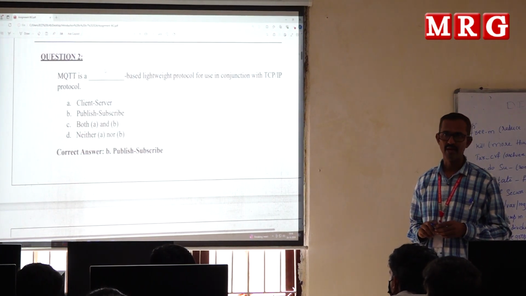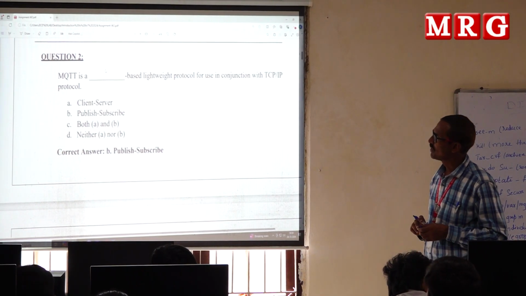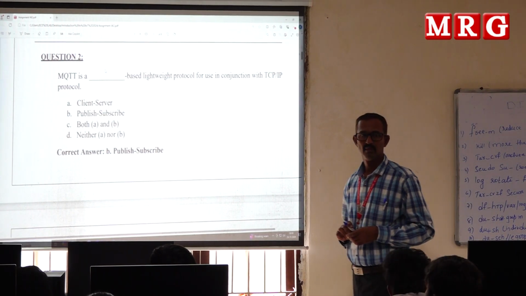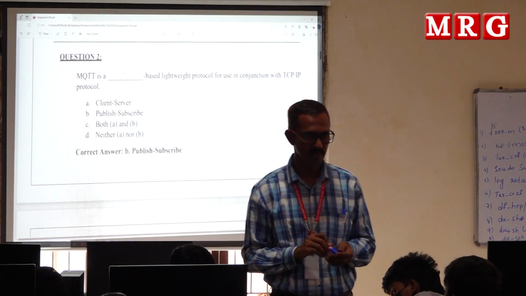Again there is another question on the same protocol, MQTT. MQTT is a dash based lightweight protocol for use in conjunction with the TCP/IP protocol. It is asking details about this protocol, MQTT.